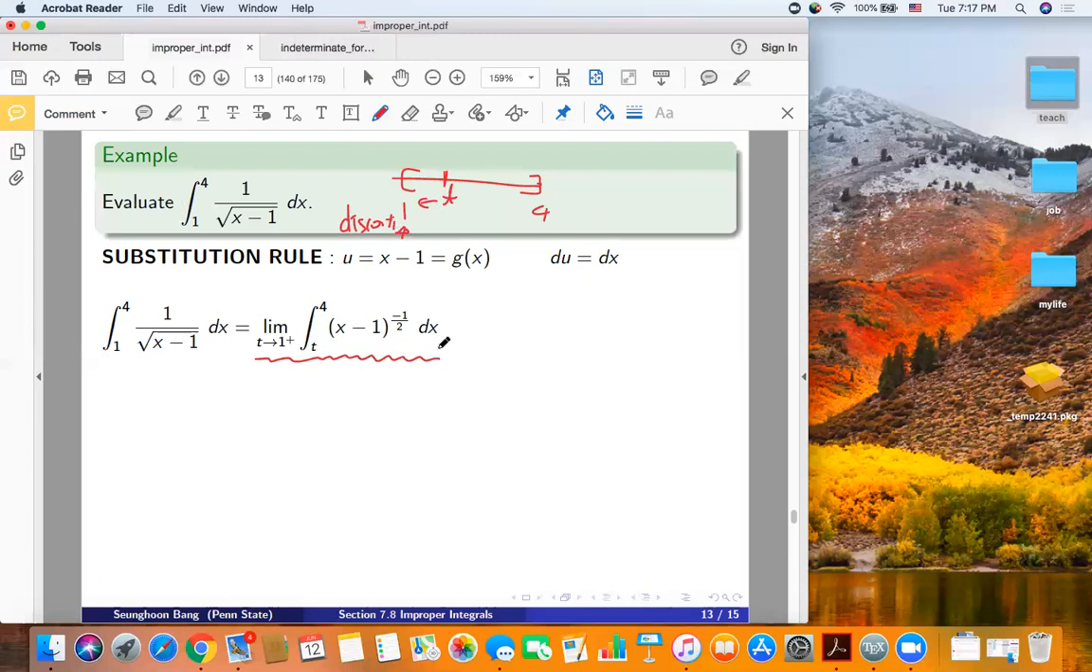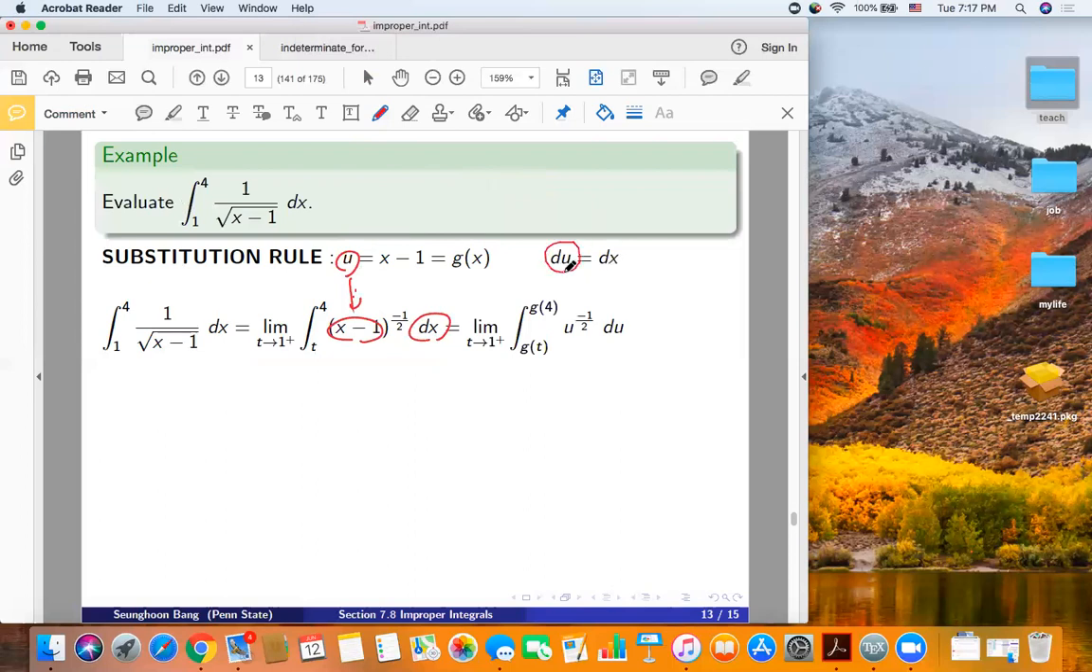Next, you have to use u substitution. You plug the u value in here. So we have it. Next, you have to use the power rule. Change the bounds here. What is g of t? You plug t in here. g of t is t minus 1. And for 4, plug 4 in here, 4 minus 1 is 3. Next, the power rule: limit of 1 over negative 1 over 2 plus 1, u to the negative 1 over 2 plus 1, from t minus 1 to 3.